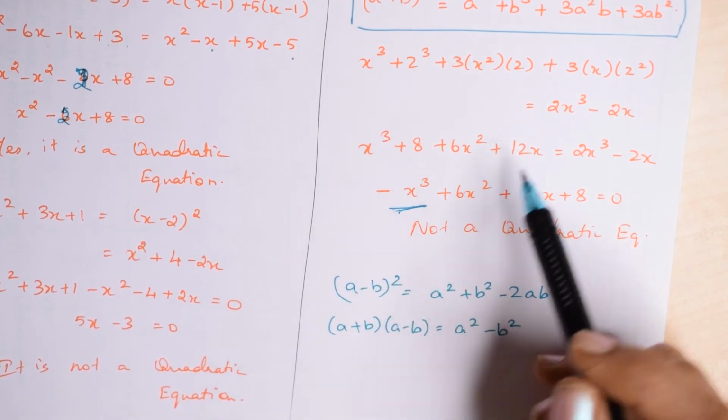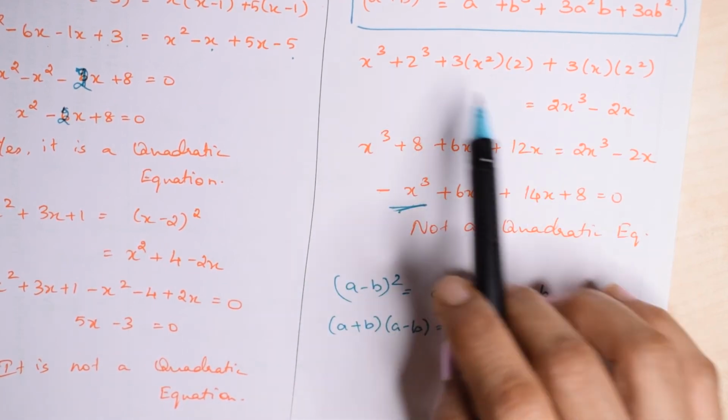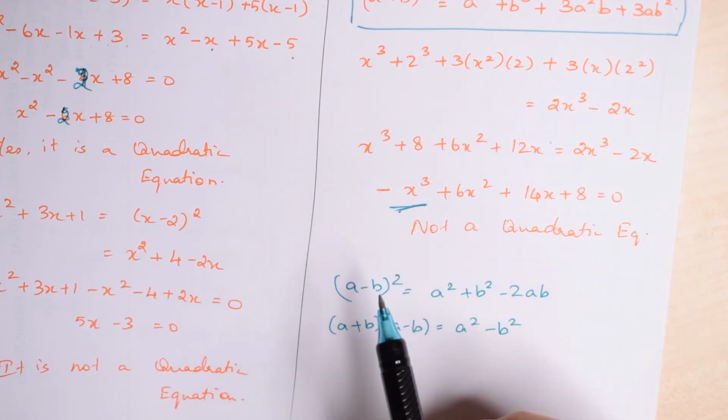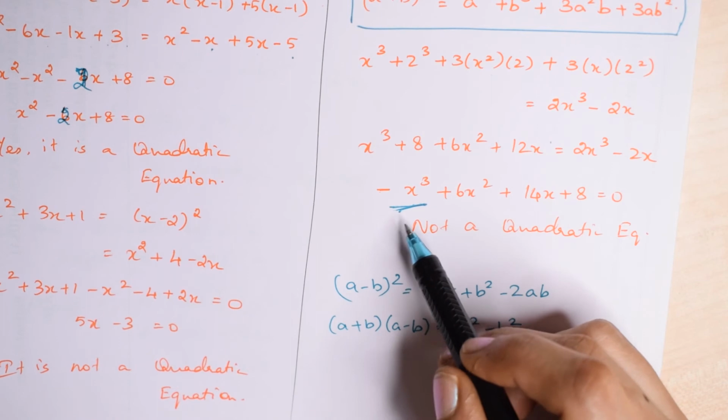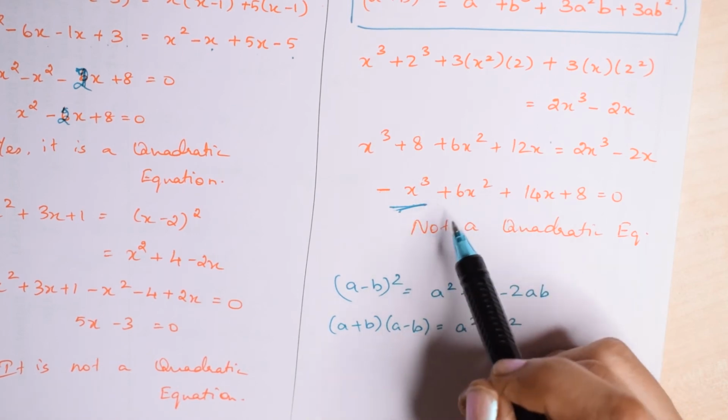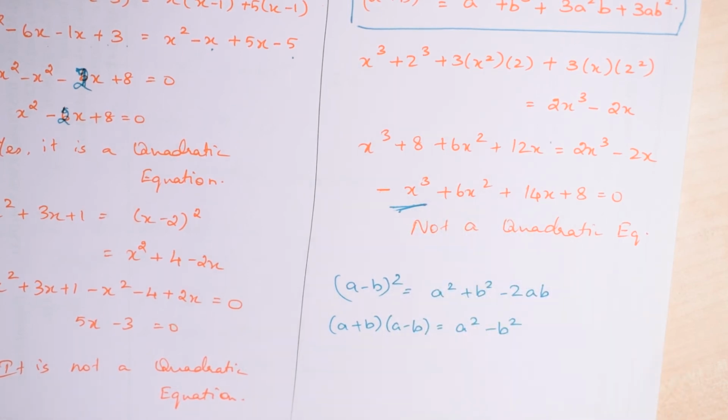Suppose if I had 2x cube here and both the terms 2x cube and the 2x cube got cancelled, then it can be called a quadratic equation. But here, even after equating it, we have a cube in the answer. So because of that, it is not a quadratic equation. Okay.